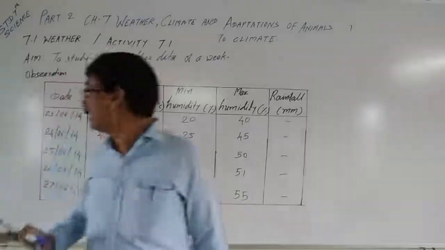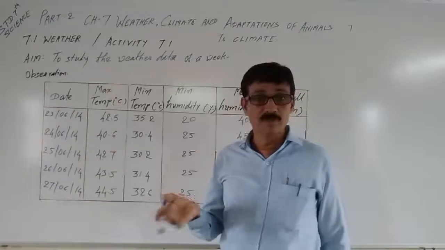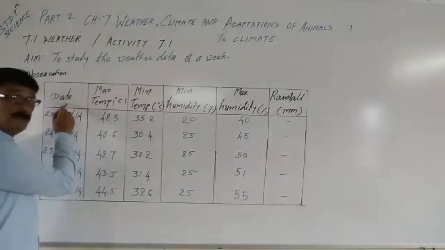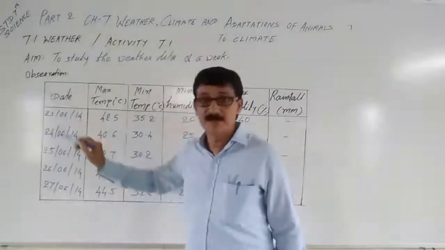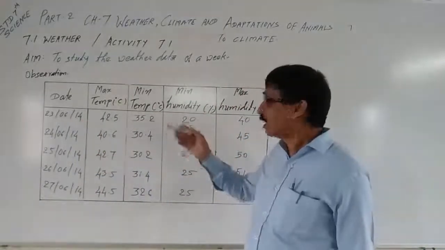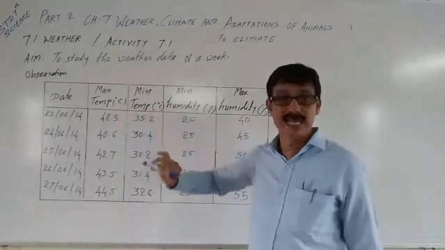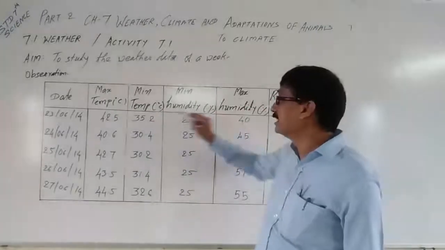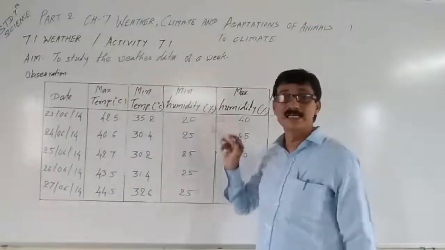Okay. So first of all, let's see the observations. Then after we will go for further things. Here in this table we can see the first column is date. Second column is maximum temperature of the day. Third column is minimum temperature on the particular date. Then minimum humidity and maximum humidity. See, temperature is in degree Celsius and humidity is in percentage.